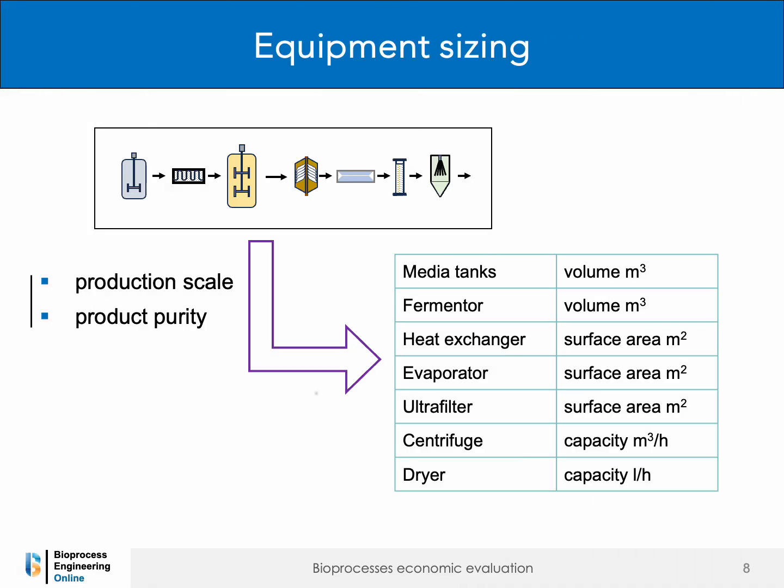The second step involves sizing the equipment. Equipment sizes are determined based on the quantities of processed material and the desired purity level of the product. Specific expressions for equipment sizes include volumes for tanks and fermenters, surface areas for heat exchangers and ultrafilters, hourly capacities for centrifuges and dryers.